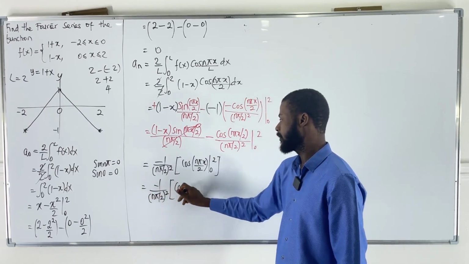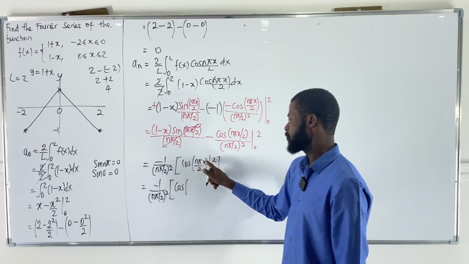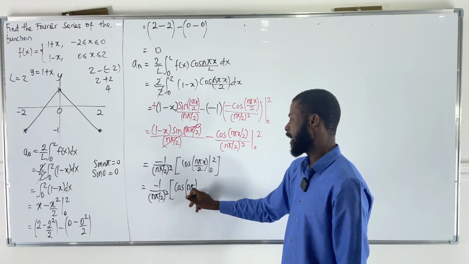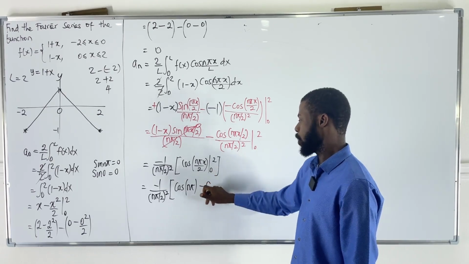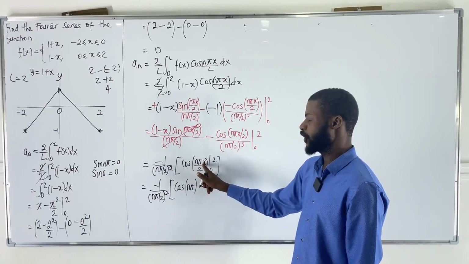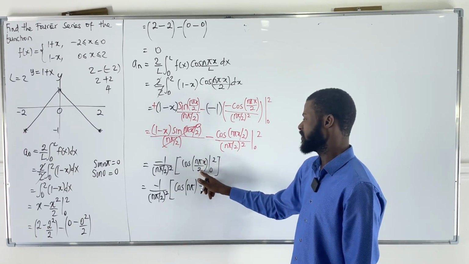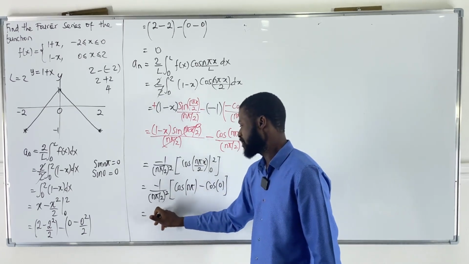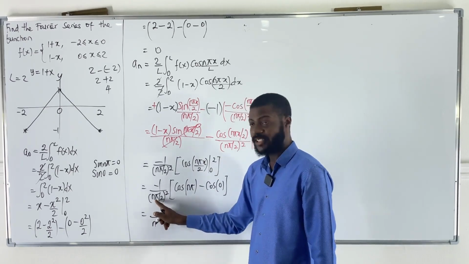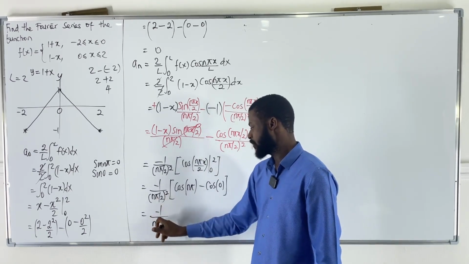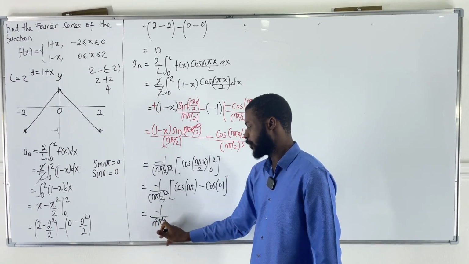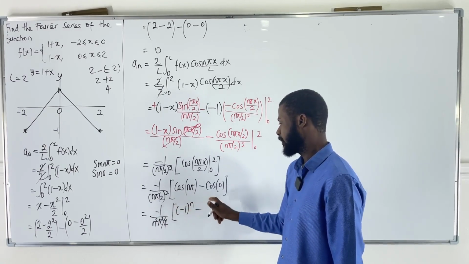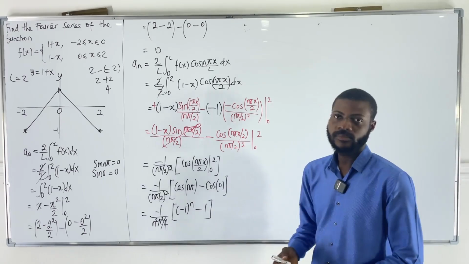Then we have cosine of, if we put 2 here, 2 over 2 is 1. 1 times n pi is n pi. So this is cos n pi minus cos. Now the next time, anywhere you see x, you're going to be putting 0. So 0 over 2 is 0. 0 times n pi is still 0. Alright, so this is minus 1 over, you can expand this. Since this is all squared, this will be n squared pi squared over 4. Then into cos n pi is minus 1 to the power of n. Then cos 0 is 1.